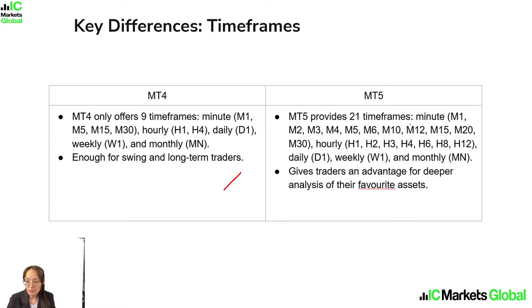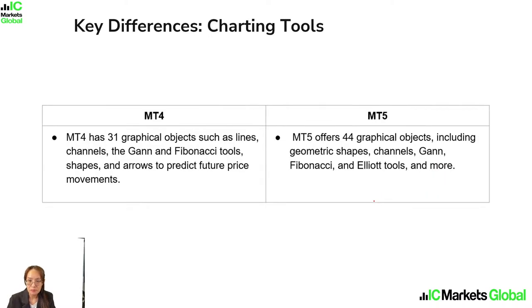But MT5 has more, which is 21 time frames. You can see M1, M2, M5, and they also have hourly, which is H1, then H4, H6, H8, H12, daily, weekly, monthly. So this is more of an upgraded version and suitable for the long-term trader, your position trader or your swing trader as well.